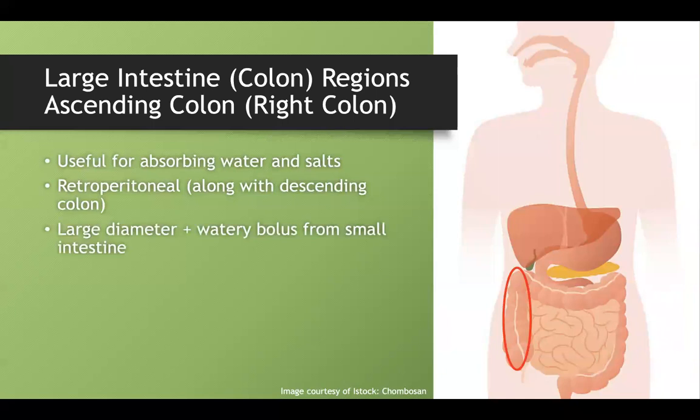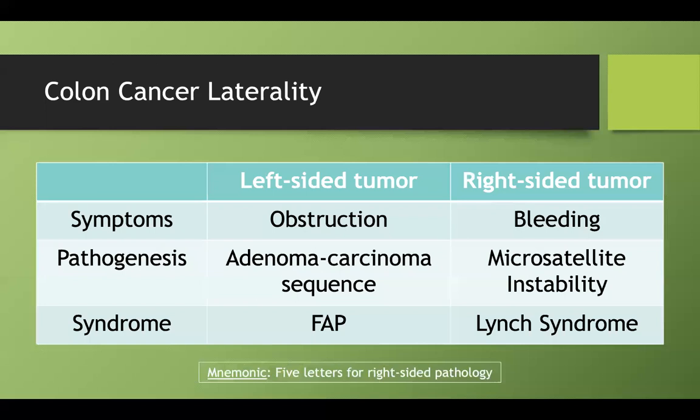It's got a very large diameter. And if you think about it, it's more watery. As we get to the more distal regions of the colon, you're going to have a less watery stool composition. It'll be more well formed like actual stool. And this plays a role: if you have a large diameter and a watery composition, it's really hard to have an obstruction. So you're not really going to get too much of an obstruction here if you have some sort of tumor on the right side of your colon.